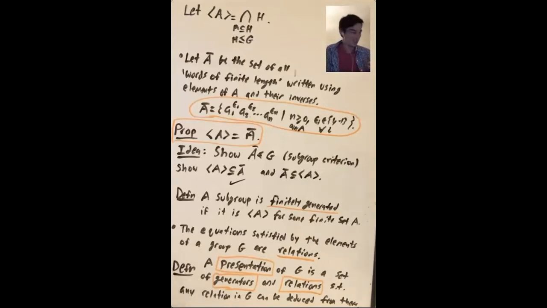So what is a presentation? If we're in a group G, there are some equations satisfied by the elements of G. Those are called relations. So we have all these elements. There are various equations they satisfy. Those are the relations in G. And a presentation of G is a set of generators and relations such that any relation in G can be deduced from the ones that you've written down. So that's not a very helpful definition until you see some examples. So I'm going to pause and erase and show you some examples of presentations.